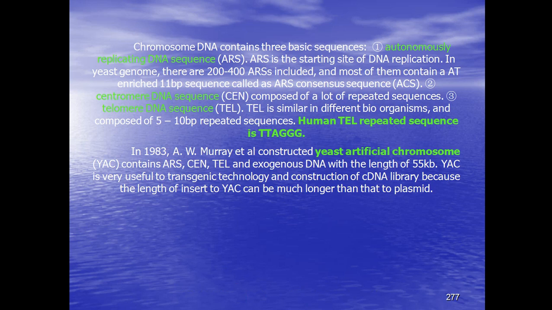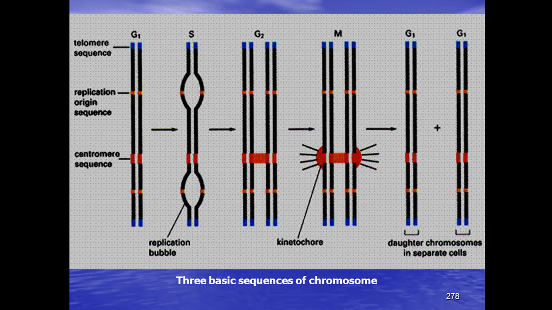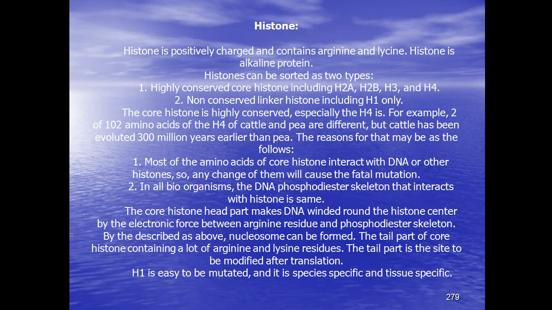So the chromosome DNA contains three basic sequences. One is autonomously repeating DNA sequences. Second one is the centromere DNA sequences, and the third one is the telomere DNA sequences. Again, I will discuss this later, not now. I will avoid it right now, because when I take up in the next class, we have to discuss about this DNA only.